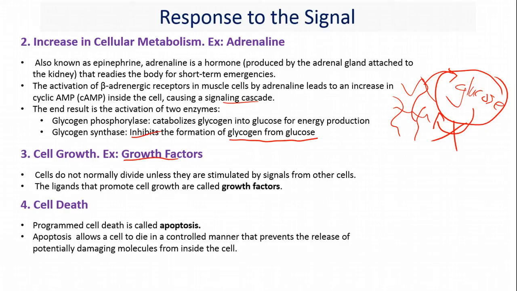This programmed cell death is called apoptosis. And this allows the cell to die in a controlled manner that prevents the cell from breaking open and releasing the molecules that are inside the cell, which can potentially cause an inflammatory response.